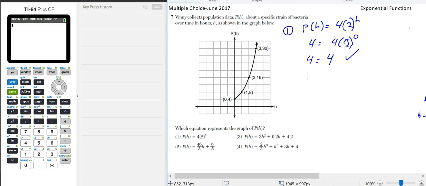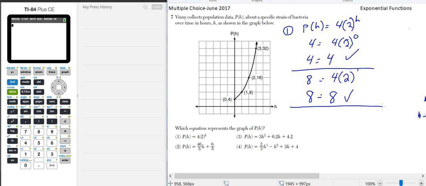Let's try the next point. For this one, P of H is going to be equal to 8. Is 8 equal to 4 times 2 to the 1? 2 to the 1 is 2, 4 times 2 is 8, so 8 is equal to 8. This point also makes the equation true. Let's try the next point. The next point we have is 2, 16. Is 16 equal to 4 times 2 squared? 2 squared is 4, 4 times 4 is 16, 16 is equal to 16, so this point also makes the equation true.